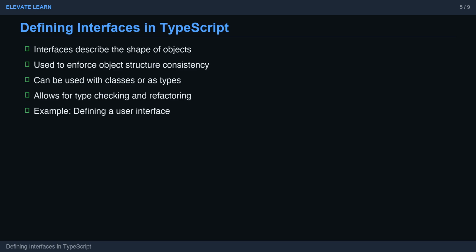Let's take a look at an example. Imagine defining a user interface with properties like name, email, and age. This way, whenever you create a new user object, you know exactly what properties are required.